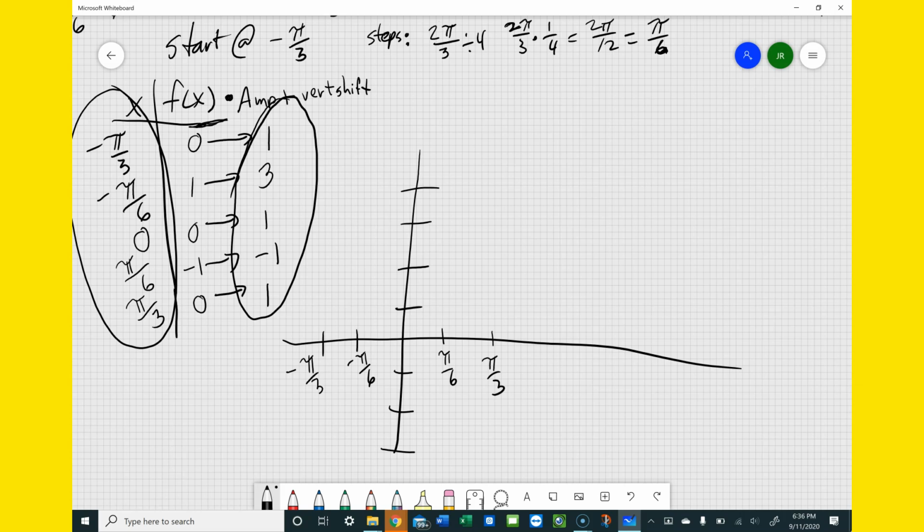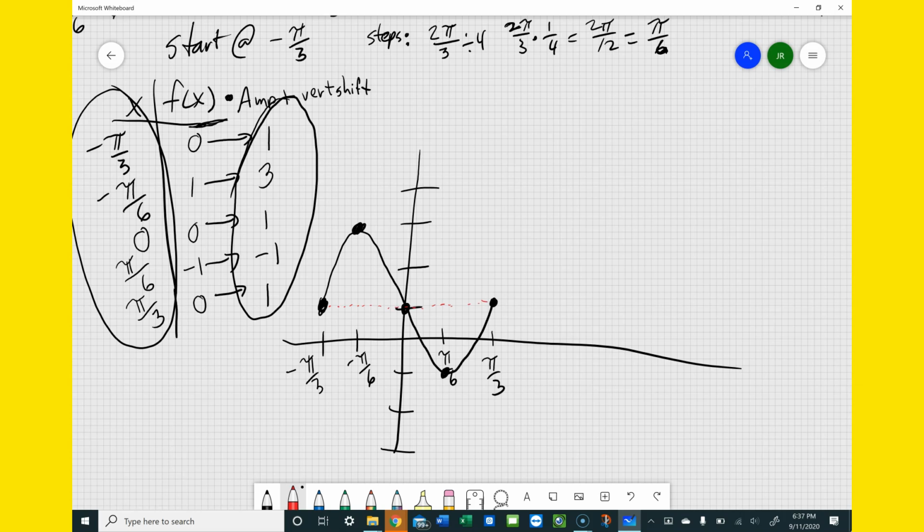They are 1, 3, 1, negative 1, 1. And here is my fundamental cycle for that function. Notice that my center line is 1.